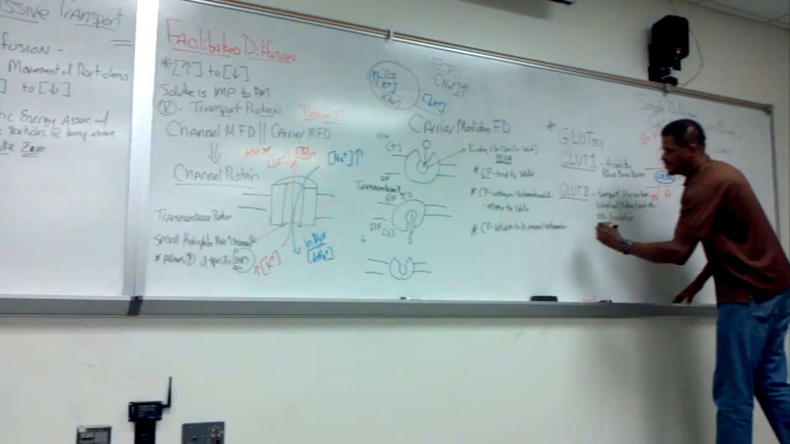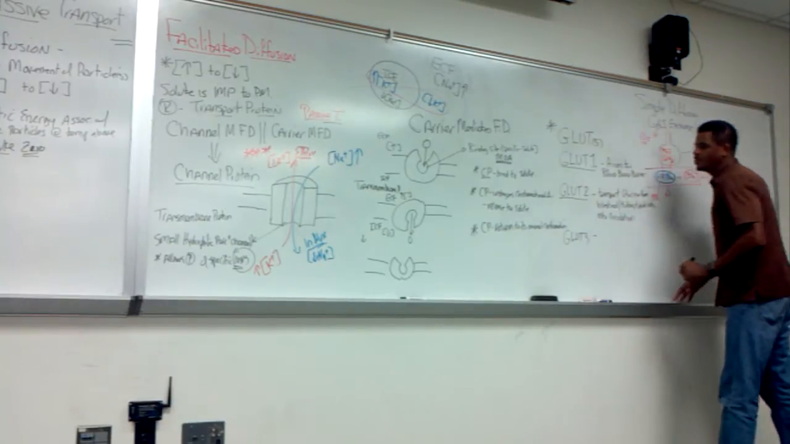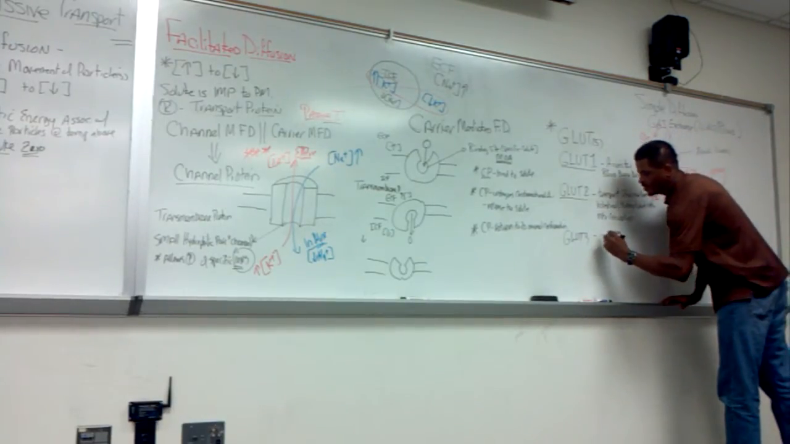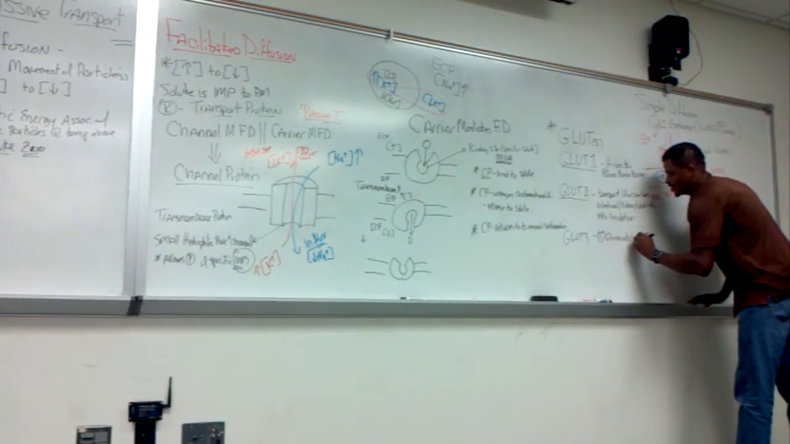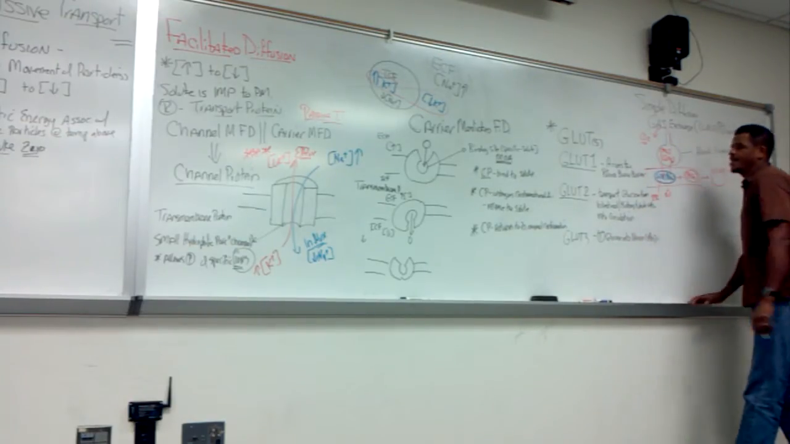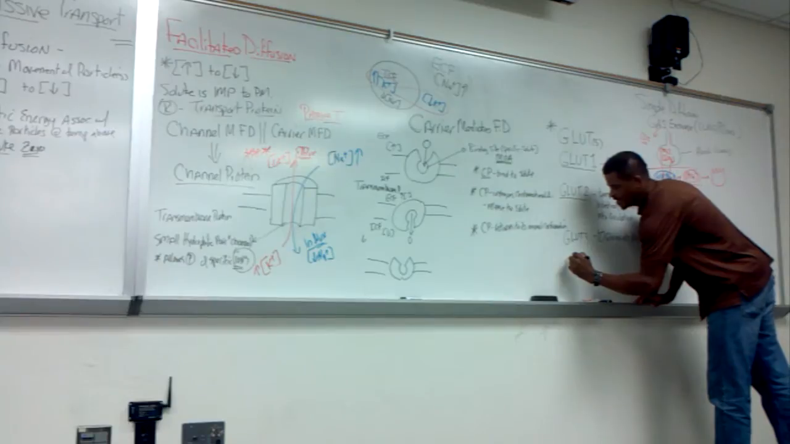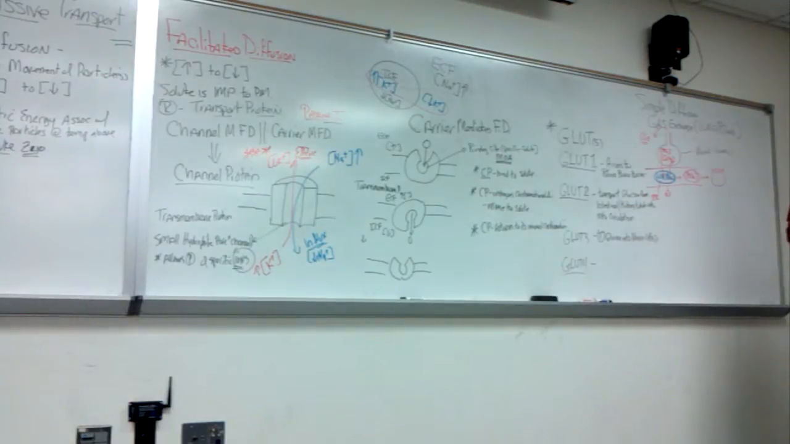Then what's called GLUT3. GLUT3 will transport glucose into our nerve cells. And then we have the most abundant of the glucose transporters, GLUT4. GLUT4 will transport glucose into most of the cells of the body.